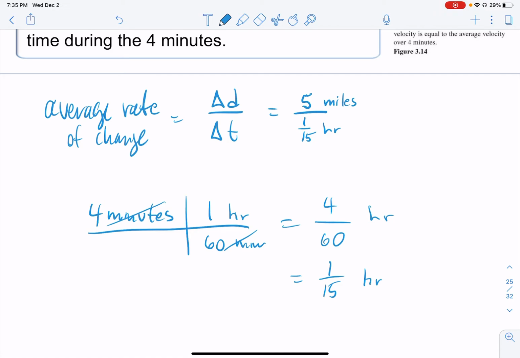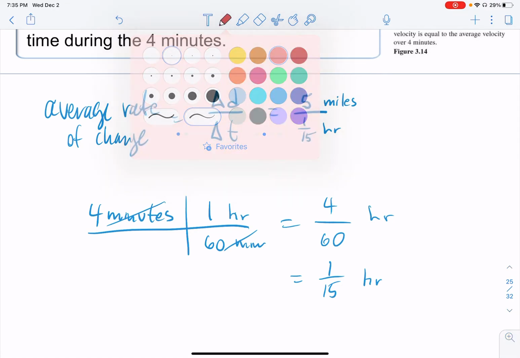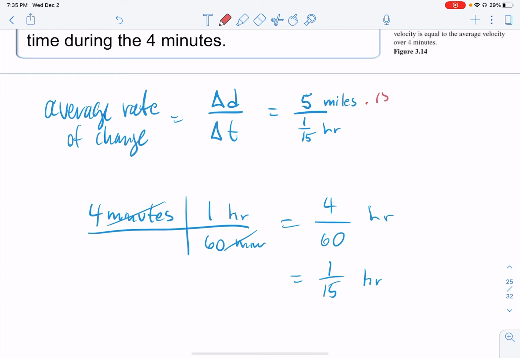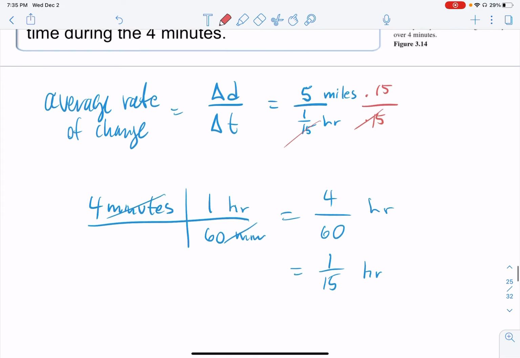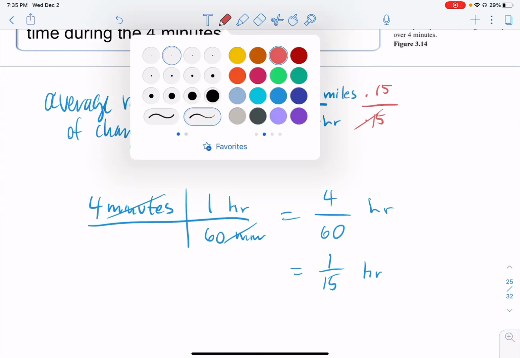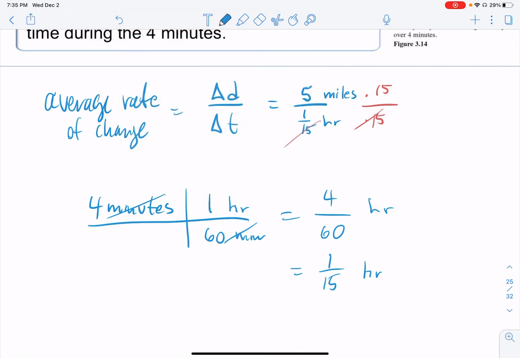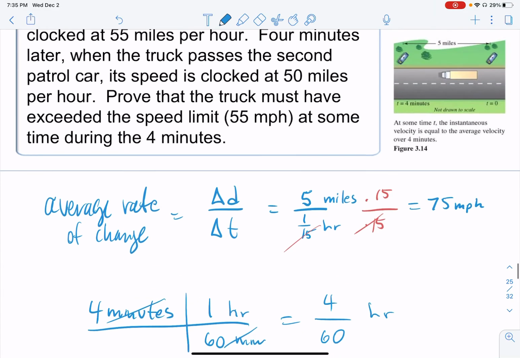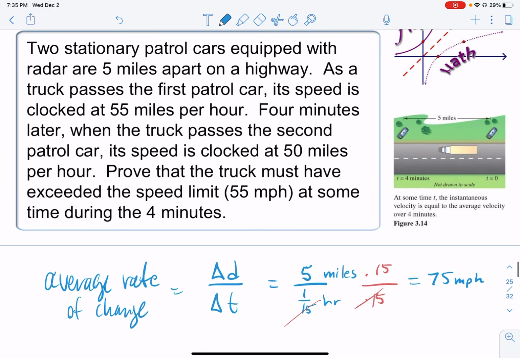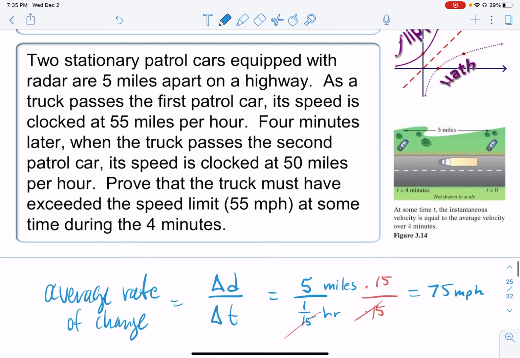It just looks kind of weird because we don't like to write this as a complex fraction. So let's fix it. Times 15. Times 15. Okay, so they cancel down here in the bottom. And what is 15 times 5? Well, 15 times 10 is 150, and half of that is 75. Makes 75 miles per hour. What the heck? The average rate of change for this guy's trip was 75 miles per hour. On average, he was going 75 miles per hour. That's the average rate of change.